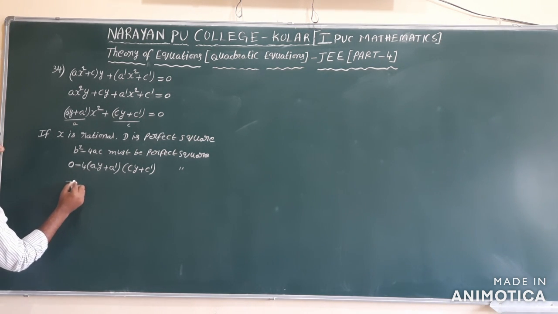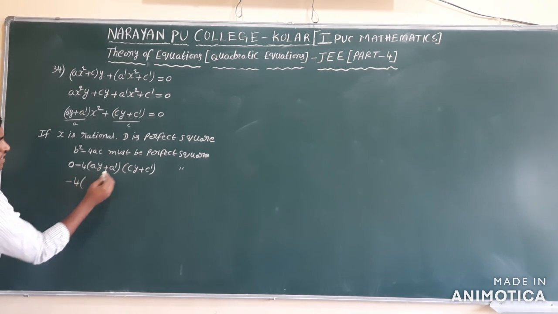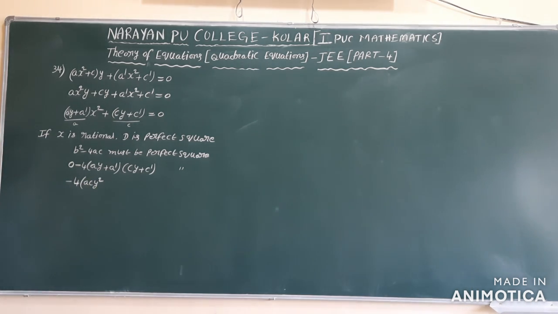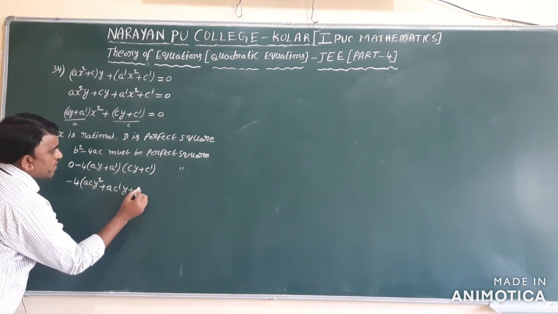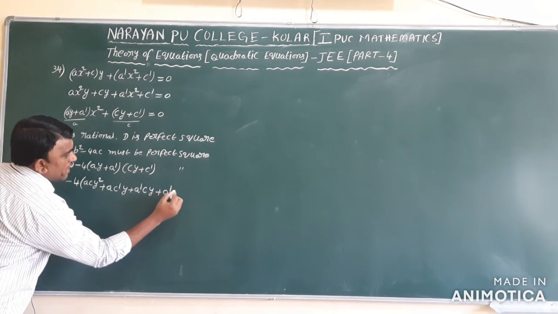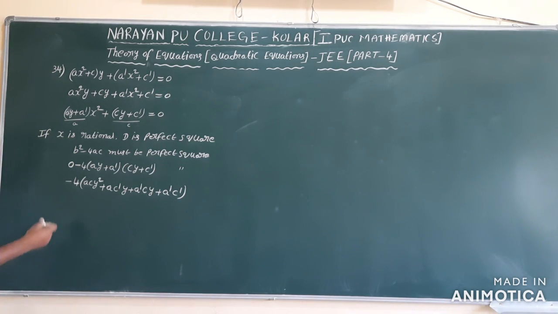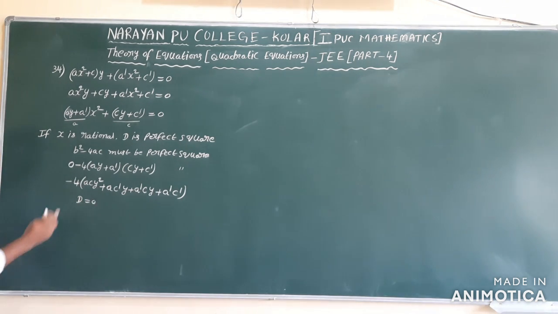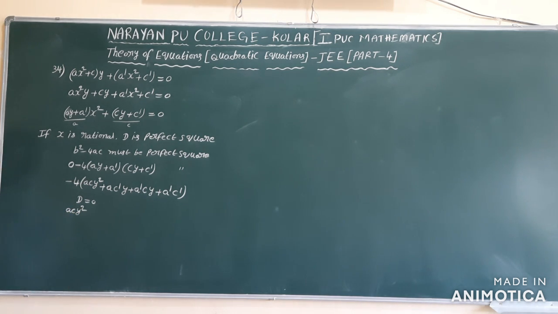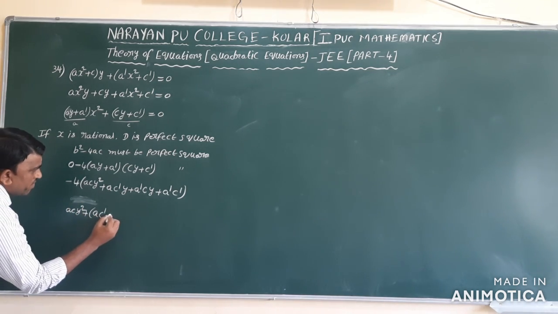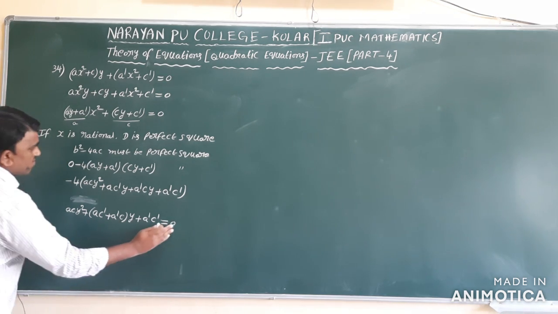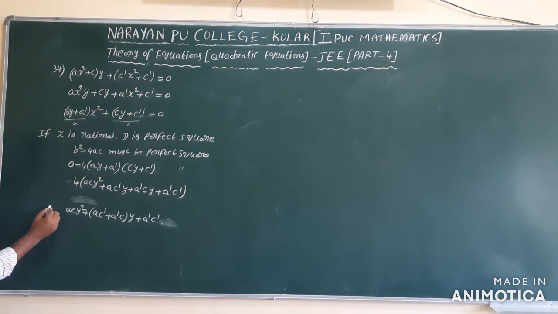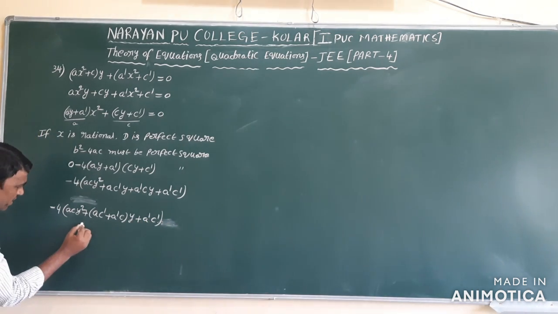Simplify this: minus 4 multiply these two, ac y square plus ac dash y plus a dash c y plus a dash c dash. It must be a perfect square. The discriminant value must be equal to 0. So from that, ac y square plus, in these two which one we can take common, we can write ac dash plus a dash c of y plus a dash c dash. Whenever it must be a perfect square, the discriminant value is equal to 0.